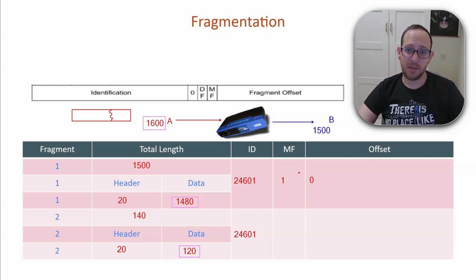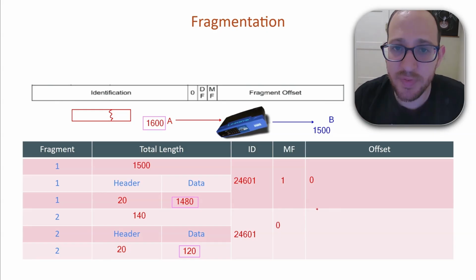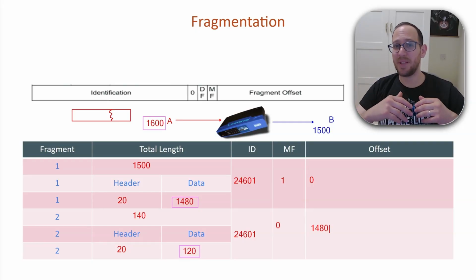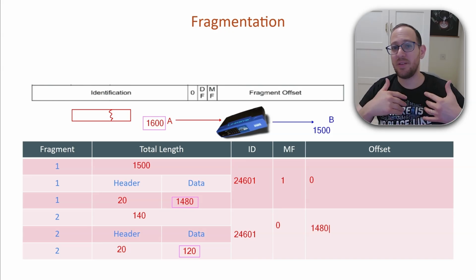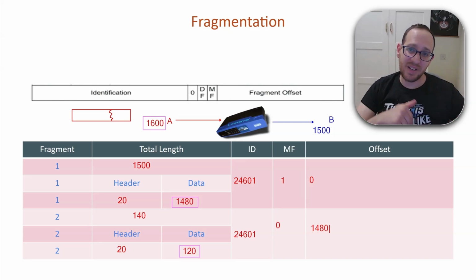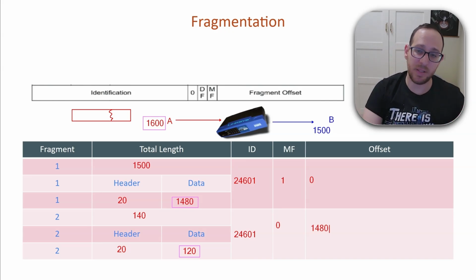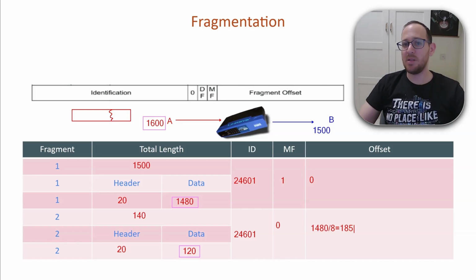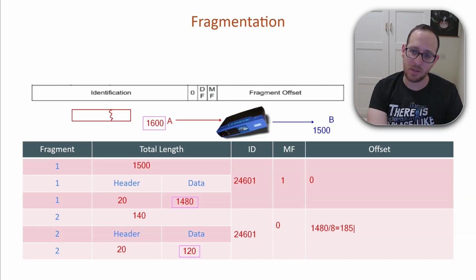What about the MF bit? It is off. Now for the offset. So what is the offset here? So we sent 1480 bytes so far, so the offset is 1480. However, remember that since the fragment offset field is 13 bits long, so 3 bits shorter than the total length field, we divide that value by 8, by 2 to the third power. So 1480 divided by 8, we get 185 in decimal, which is in hex B9.